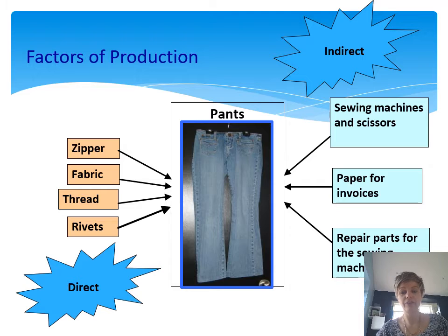And here you can see some factors of the production. You can see direct and indirect. Direct would be zipper, fabric, thread, rivets, everything you can see on the actual product. The indirect might be the sewing machines and the scissors that were used, paper to invoice, repair parts for the sewing machine. Those are all indirect costs of the pair of jeans that was made.